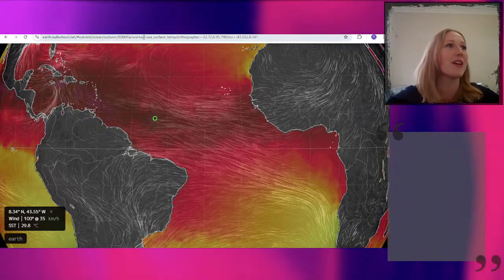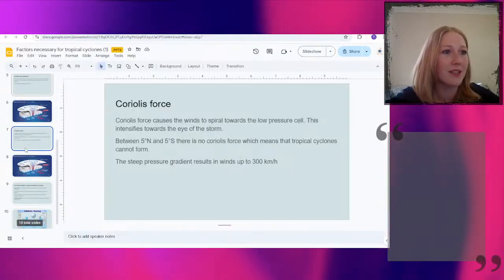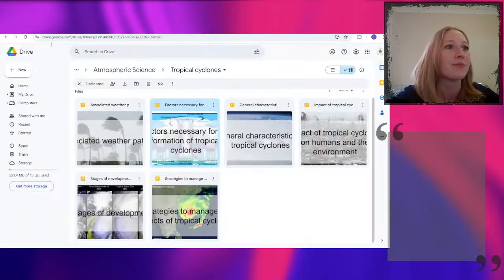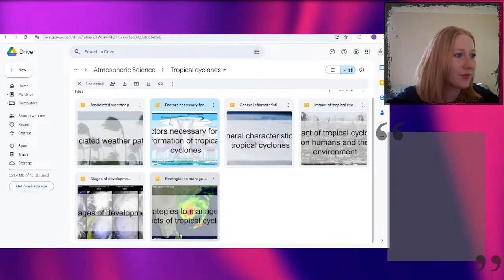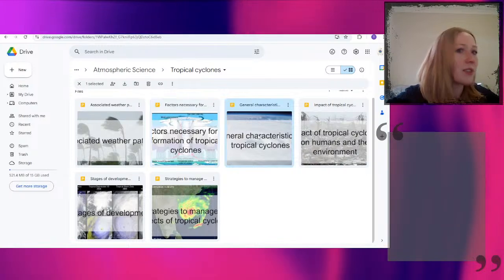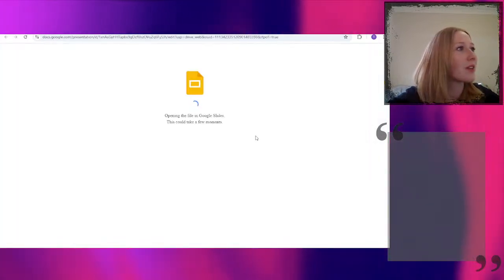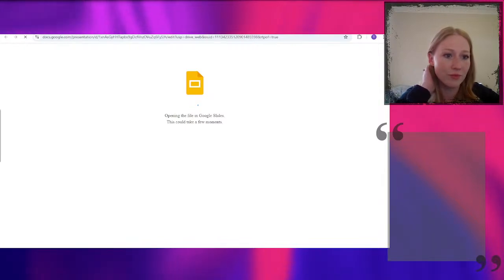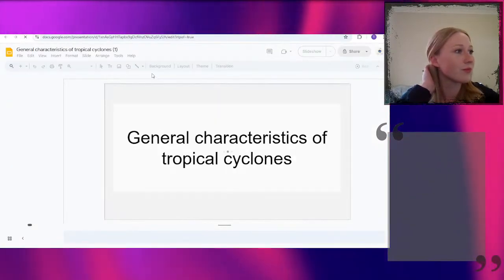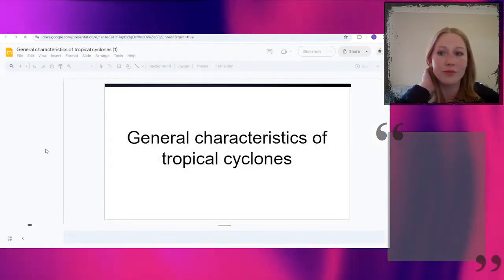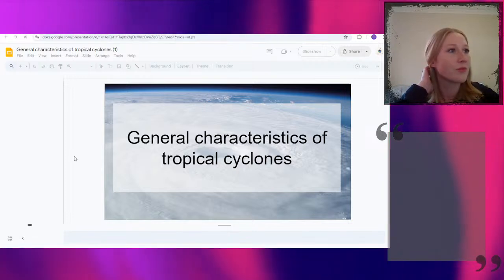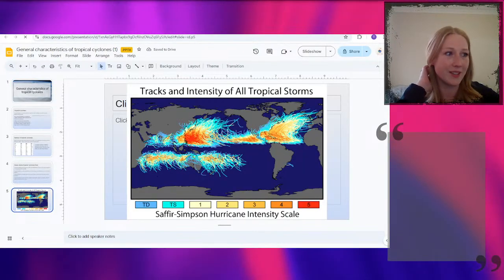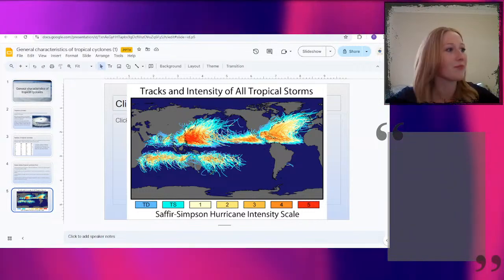So I found a nice map. I hope it's in these slides. Is it in these slides? No. Let me go find it. Is it this one? Yes. Here it is.